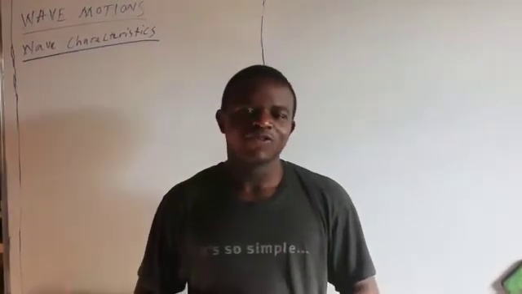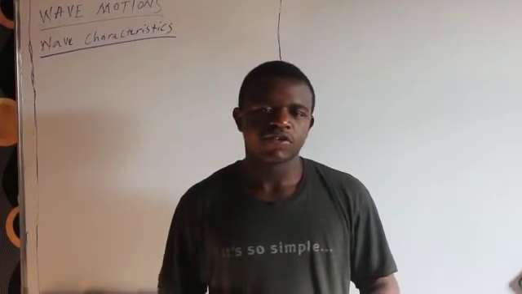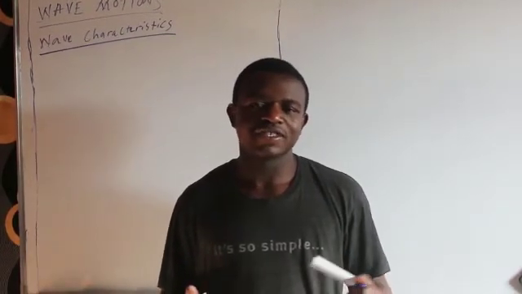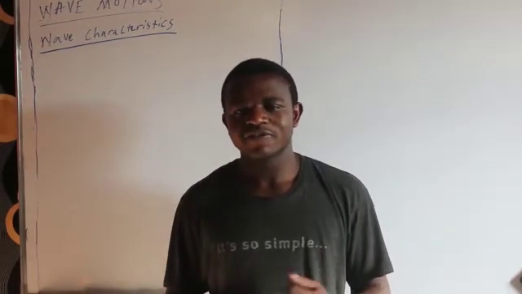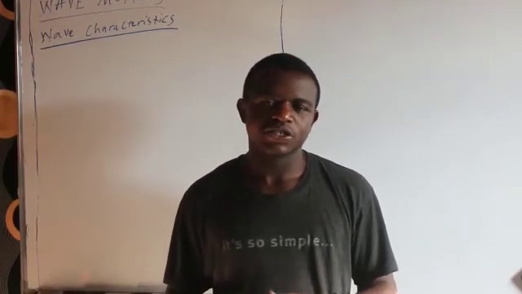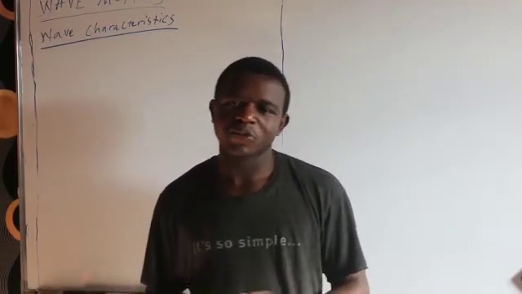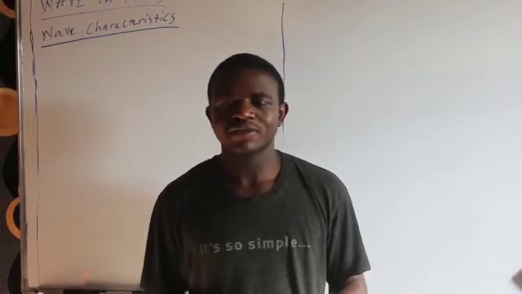So today in wave motion, we're going to proceed. We're going to look at the characteristics of waves. Last time we defined what waves are, and we talked about two types of waves: transverse waves and longitudinal waves. So today we're going to look at the characteristics of waves.